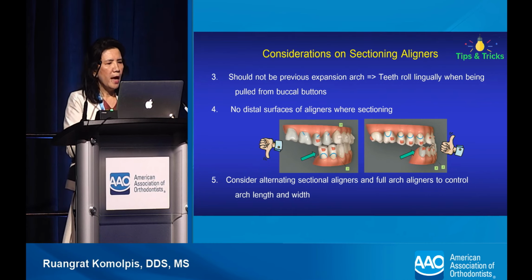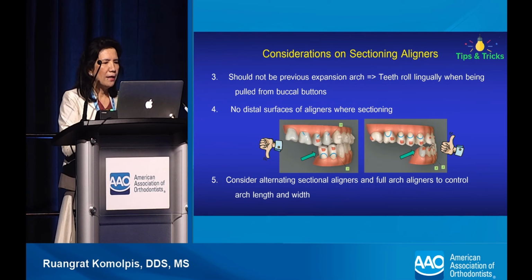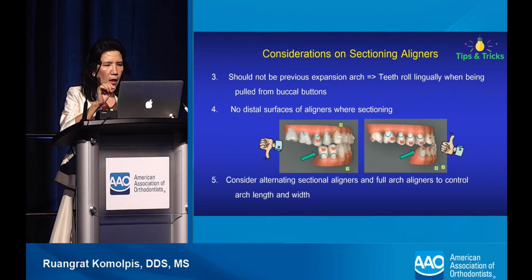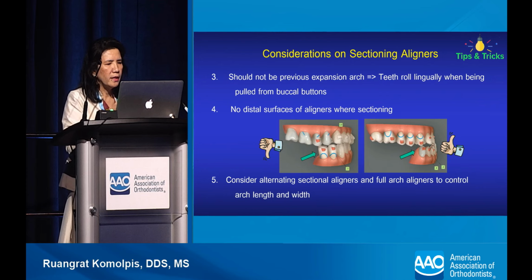And like I said, if we have the distal surface of the aligner where we section, the aligner will cover that surface and you have to take it out of the bag to trim it, or you have to teach the patient how to trim the aligners. The picture on the right side is how I do it now. I have the technician cover the distal surface with the gingival tissue so that the area will be trimmed out. And you can also consider alternating sectional aligners with full arch aligners to control the arch length and width.